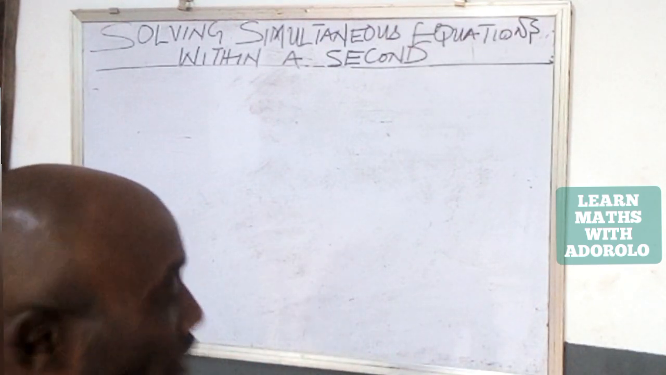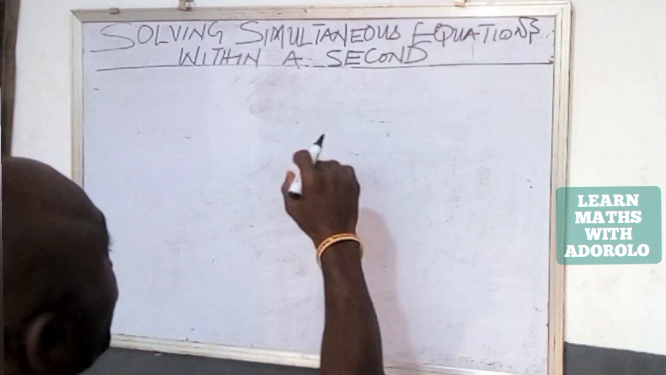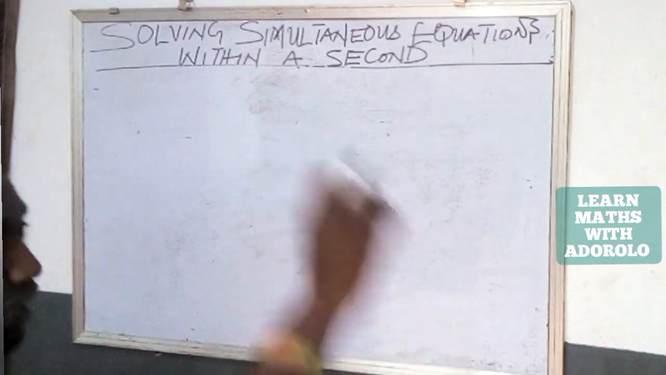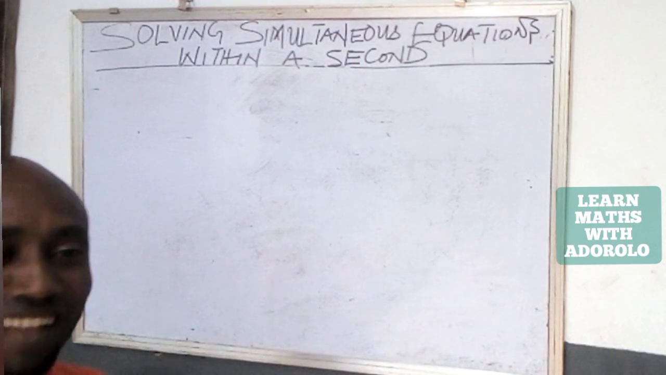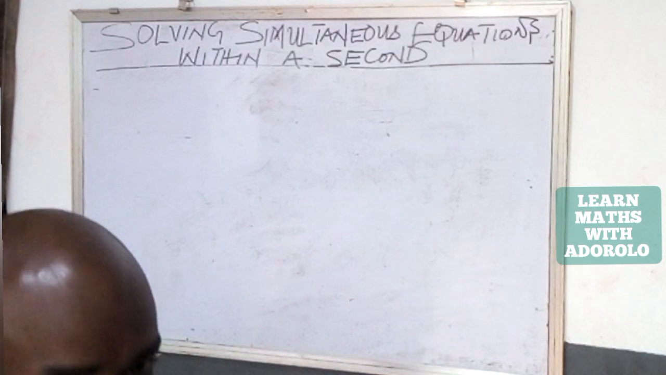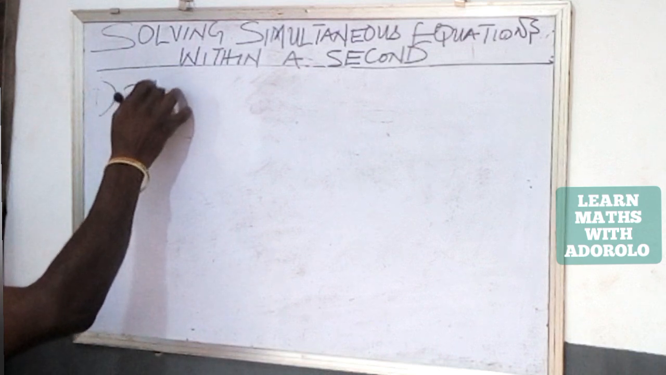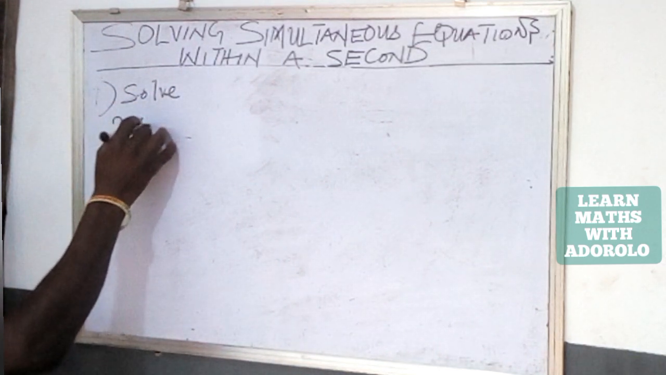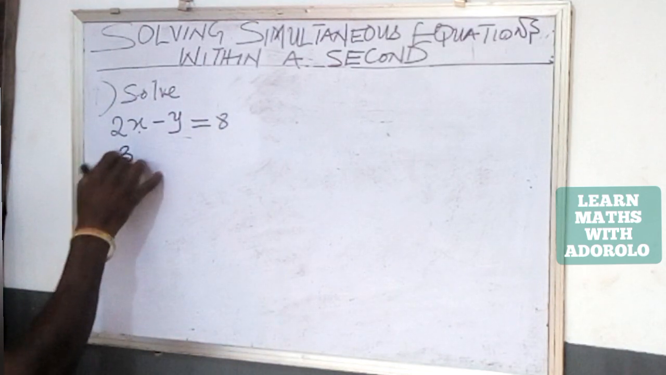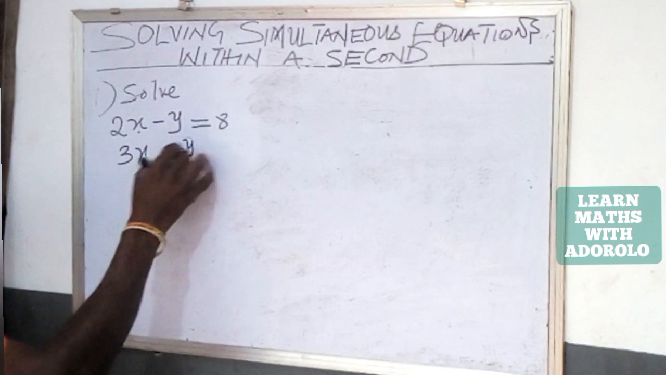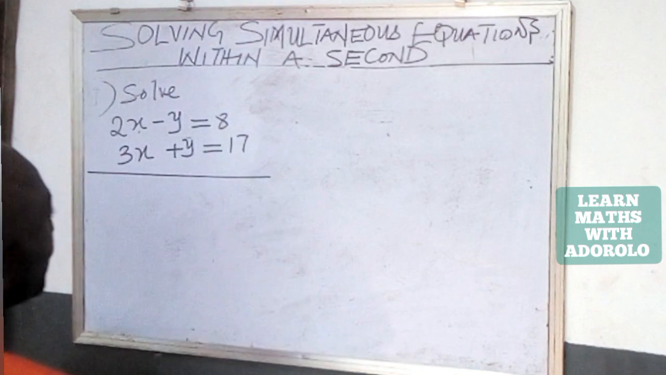Today again, we are going to be discussing another great secret: solving simultaneous equations within a second. Simultaneous equations are when two or more equations are solved at the same time. Quickly, the first question we are going to be dealing with is this: solve 2x minus y is equal to 8, and 3x plus y is equal to 17. Very simple, within a second.